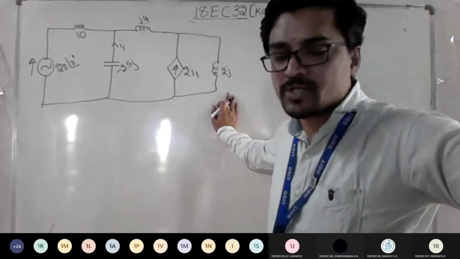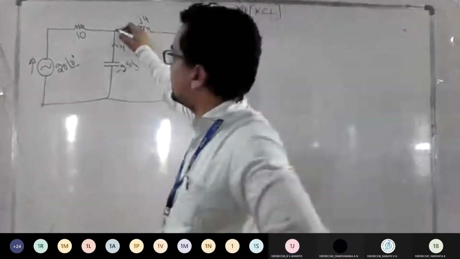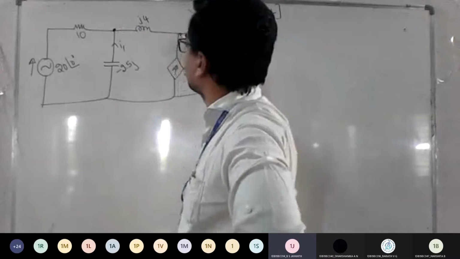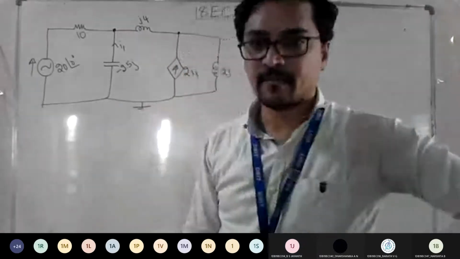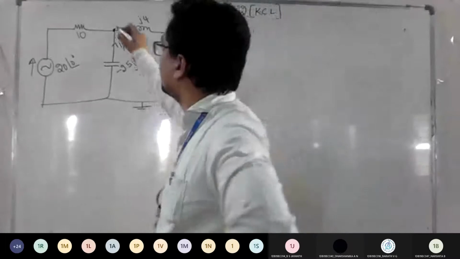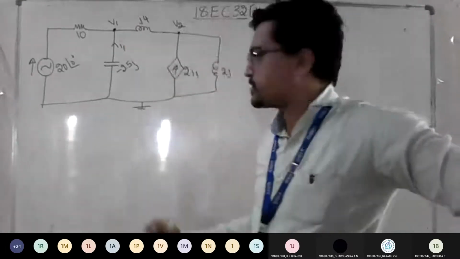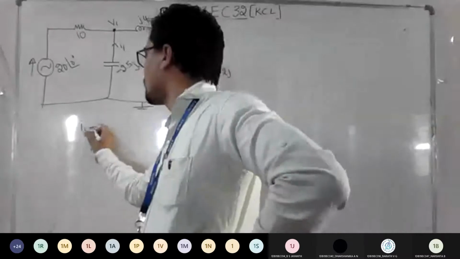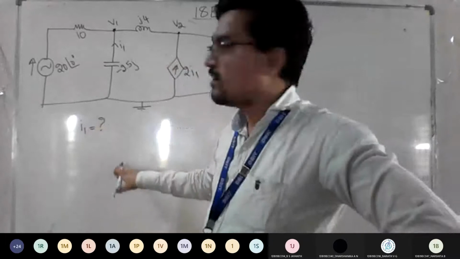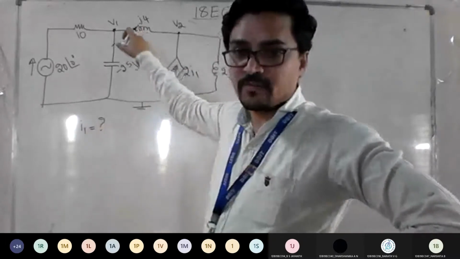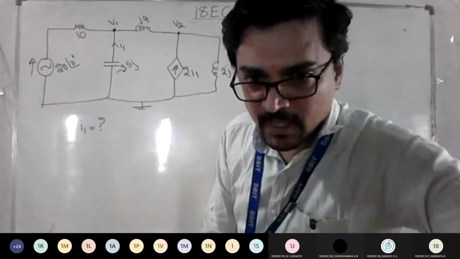Three, sir. So I can take this as 1, this as 2, and the third one is the ground. You can mark them as V1 and V2. Now the question is, I should find I1 using nodal analysis. So where is I1 here? Across node V1, yes or no? Yes, sir.